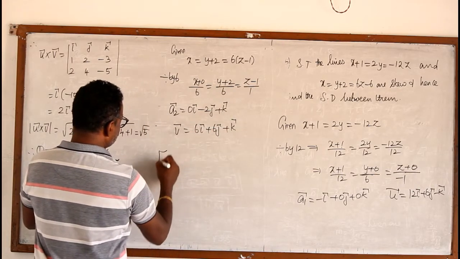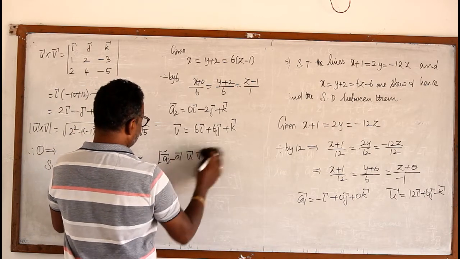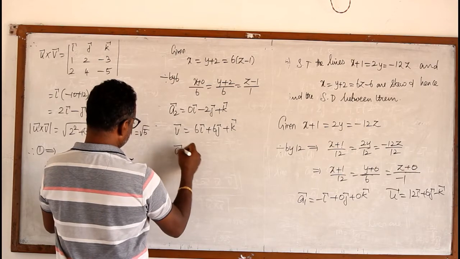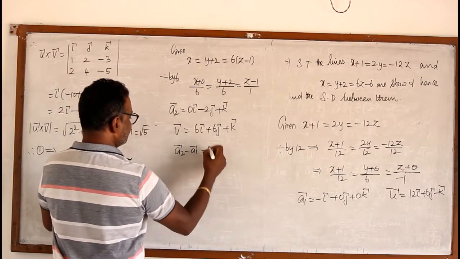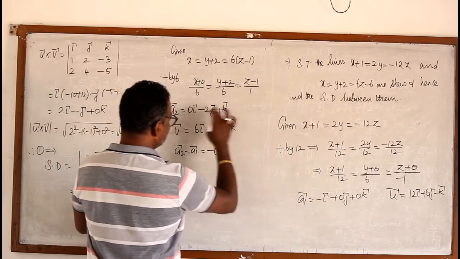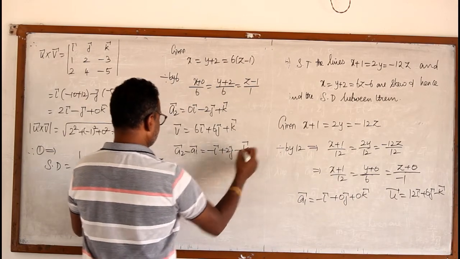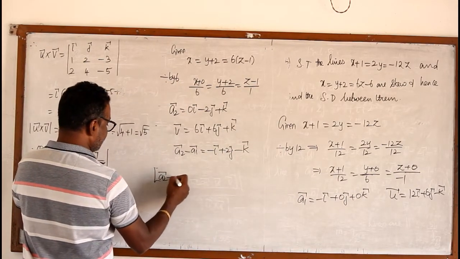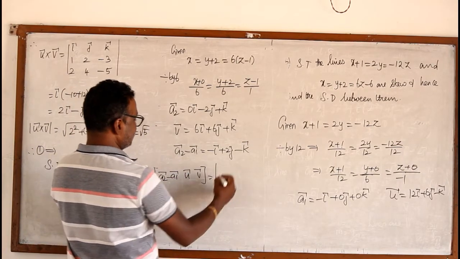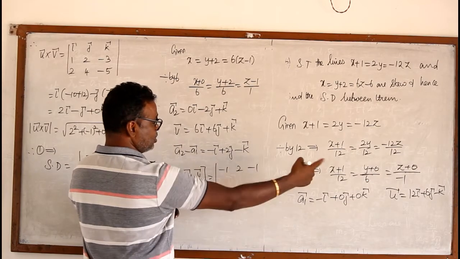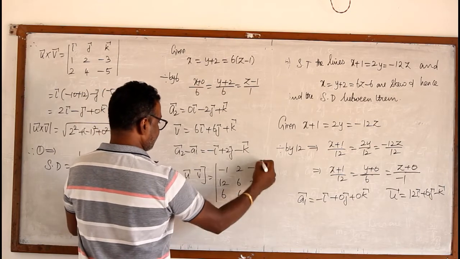From this, what is the box product of A2 minus A1, U, V? We should find A2 minus A1 first. A2 minus A1 is minus 1i plus 2j, 0 minus 1 is minus k. Therefore, the box product of A2 minus A1, U, V means a determinant, isn't it? It is minus 1, 2, minus 1; U is 12, 6, minus 1; V is 6, 6, 1.